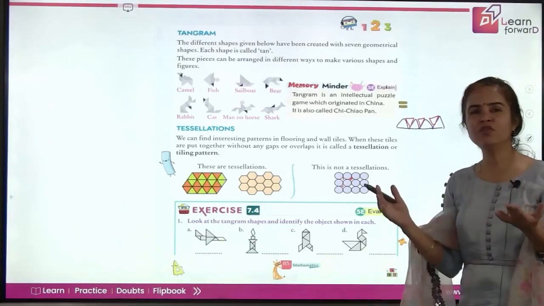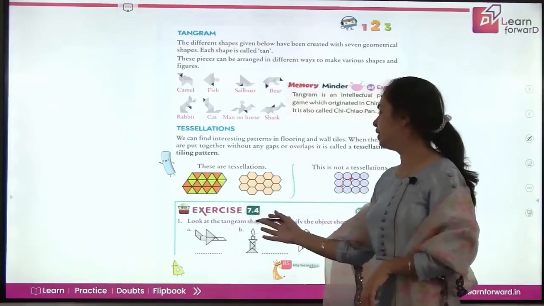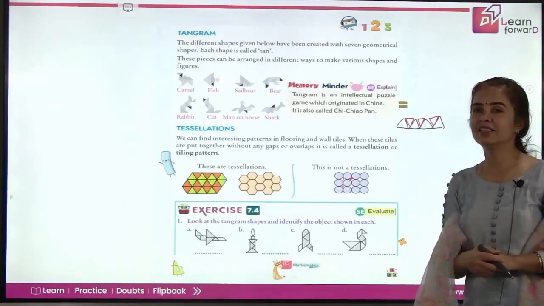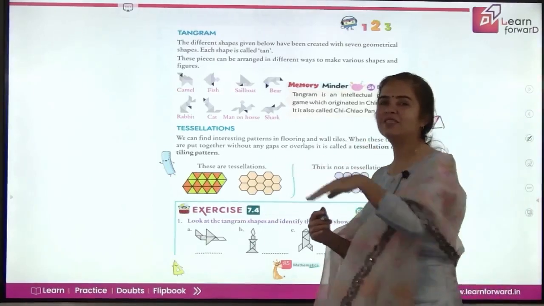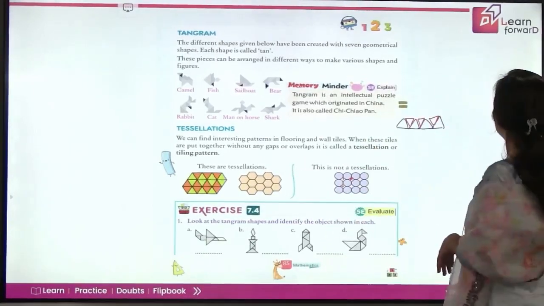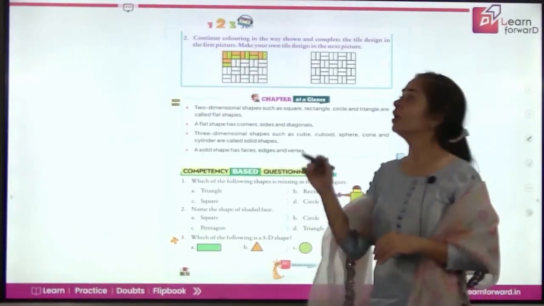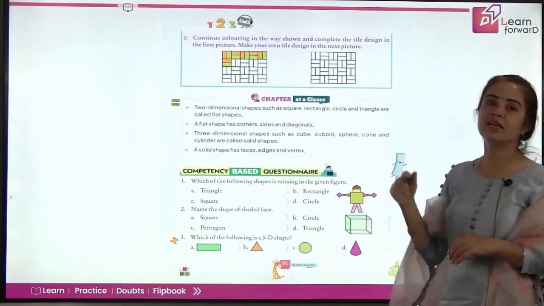An interesting fun exercise for you with the tangrams and tessellations. Look at the tangram shapes and identify the objects shown in each. So can you identify the first one? Yes, that is your plane. Do identify the other ones yourselves. And here you have to continue coloring in the way shown and complete the tile design in the first picture.